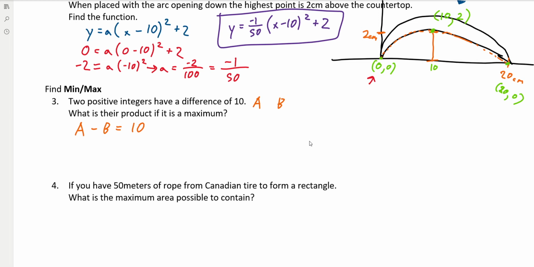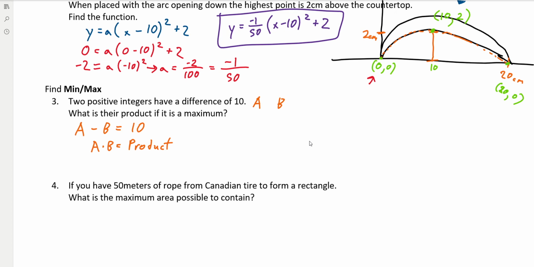All right. And so, oh, it might actually have to be a minimum now that I'm thinking about it. No, it should be fine. Okay, so a minus b is 10. Yeah, I might actually have to flip it. And then it says, what if their product is a maximum? So our other equation is a times b, and we'll just call it product. We don't know what it is, but it is something.